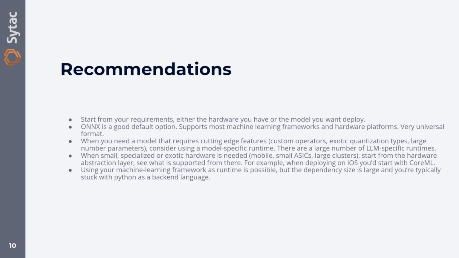If you need a model that requires cutting-edge features, custom operators, quantization types, or a large number of parameters, you might want to consider a model-specific runtime, because then you're typically using a large language model or generative AI. And you might need the little bit of extra speed that you get from a model-specific runtime. Same thing with small, specialized, exotic hardware: mobile, ASICs. Start from the hardware abstraction layer and see what is supported from there. So you have to plot your own journey through the whole set of tools.